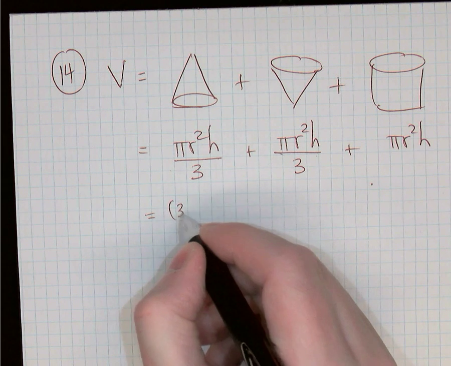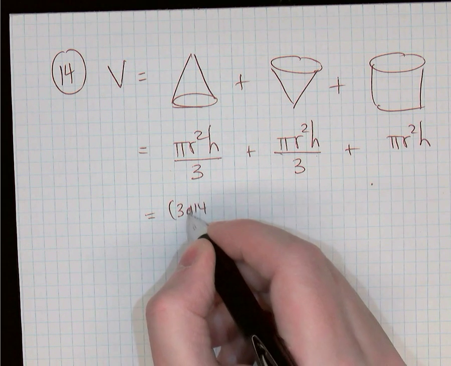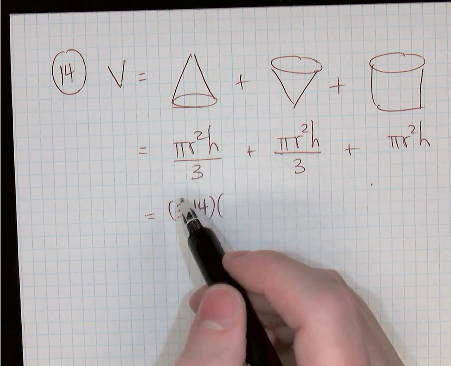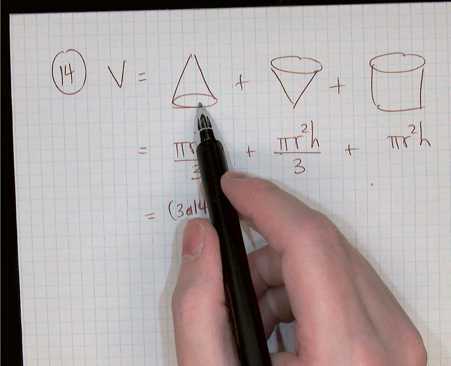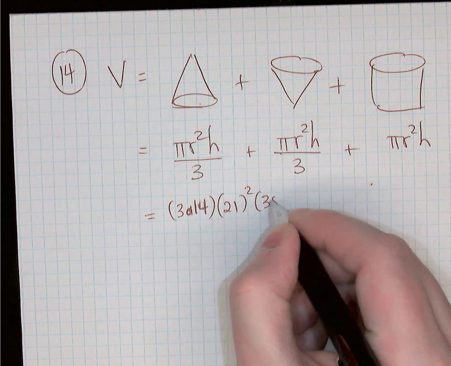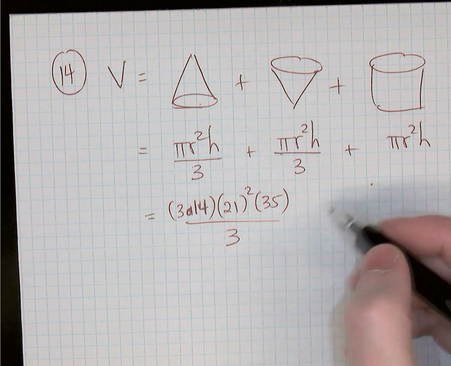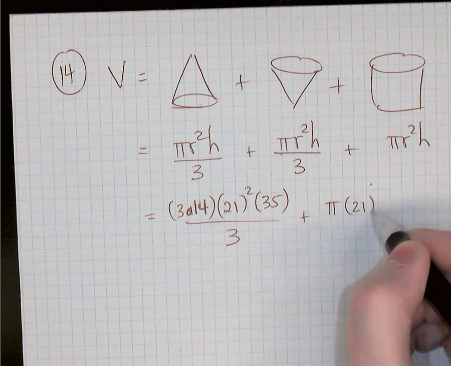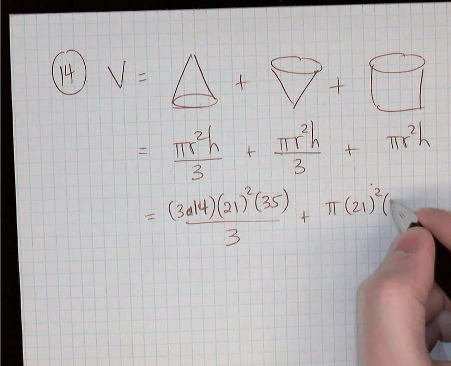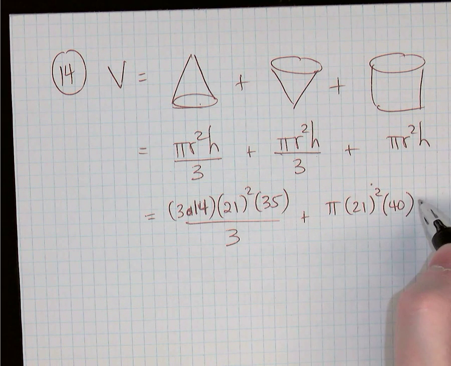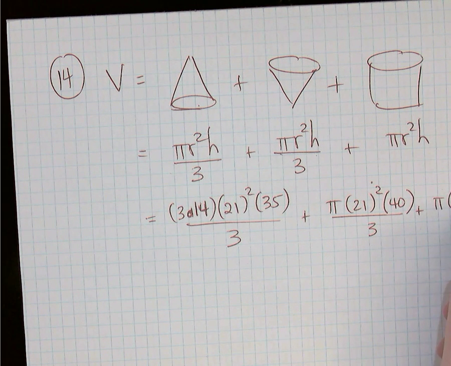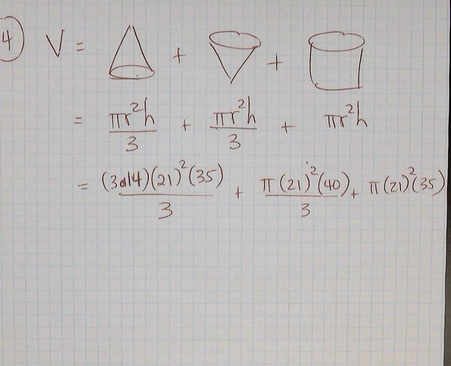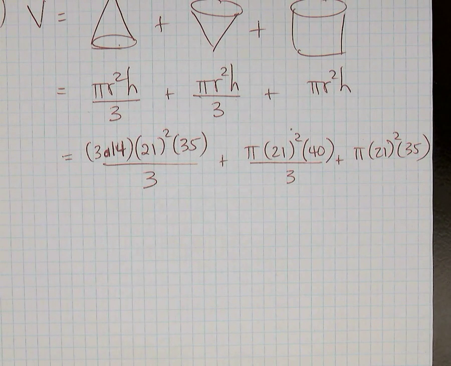So equals 3.14 times the radius was 21, and this is the top cone. We just proved that its height was 35 centimeters. Divide by 3, plus pi times 21 squared times 40 centimeters, the bottom cone's height. Divide by 3, plus pi times 21 squared times 35, the height of the cylinder. Okay, so there's the three pieces of this composite figure.